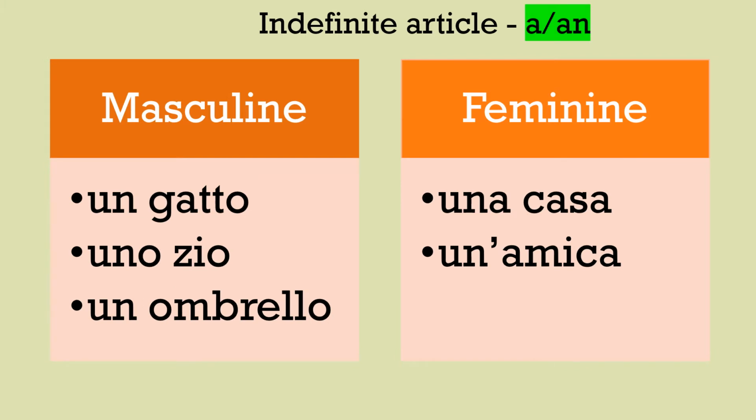Here are the indefinite articles with the nouns we saw earlier. On the masculine list, we have un gatto, uno zio, un ombrello. Notice uno, U-N-O, is used with words that begin with Z and some words that begin with S, but not all. On the feminine side, we have una casa and un'amica.